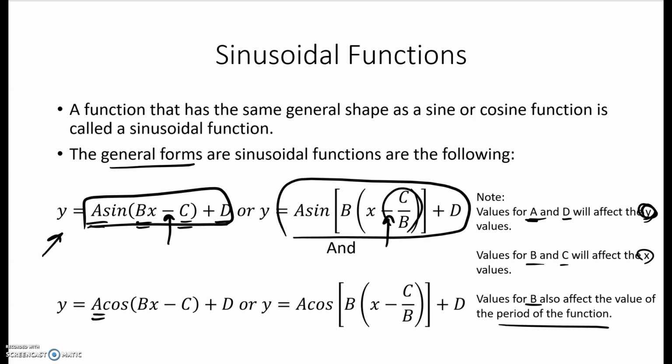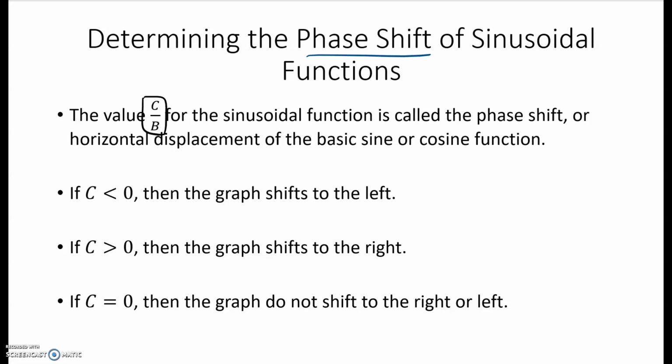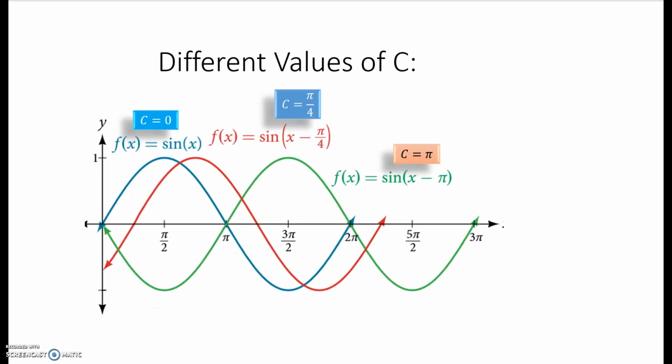And everything I'm pointing to for sine is also true for cosine. Okay, now if C is less than 0, it is going to shift to the left. If it is greater than 0, you shift to the right. If it's equal to 0, you don't have any phase shift. Okay, so if we look at sine of x, so here our C is just 0, so we don't have any type of phase shift.